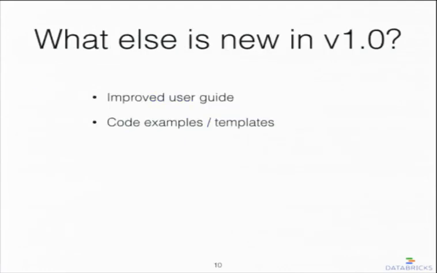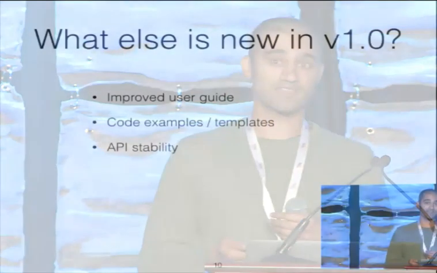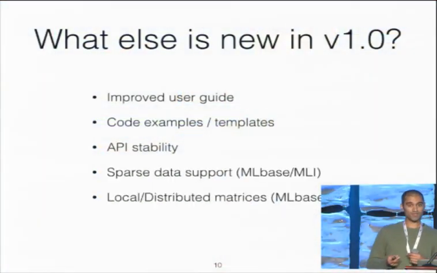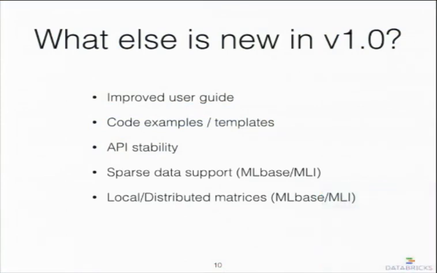Okay, so that's just in terms of algorithms, what was there and what is there now, but there are other new developments in the most recent release of MLlib. First, related to documentation, we have a new, updated user guide. We have some code examples and templates that help you navigate through MLlib. As with the rest of Spark, we have API stability at this point. And finally, we've borrowed some ideas from MLBase and MLI already. One is sparse data support. The second is making matrices first-class objects in MLlib. I'd like to talk about a few of these in a little more detail.